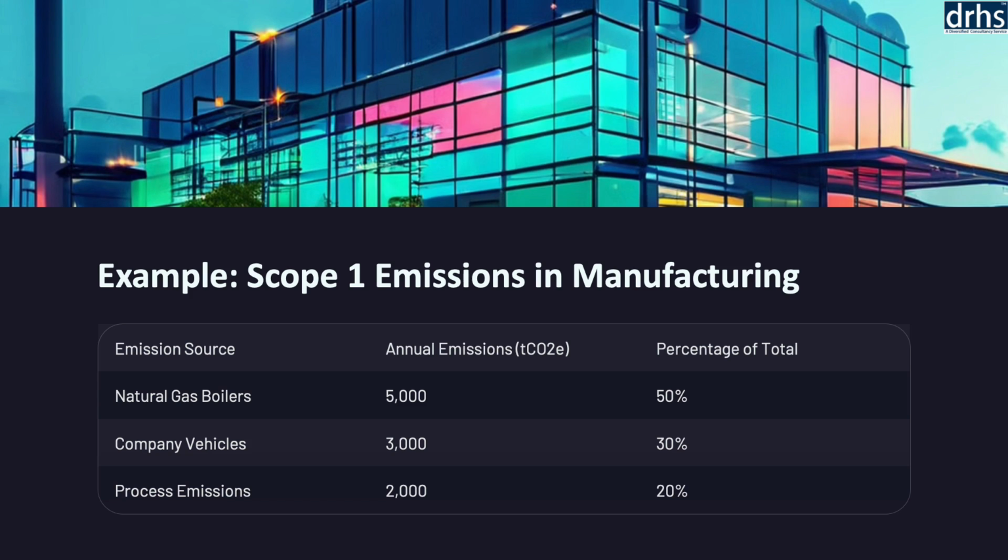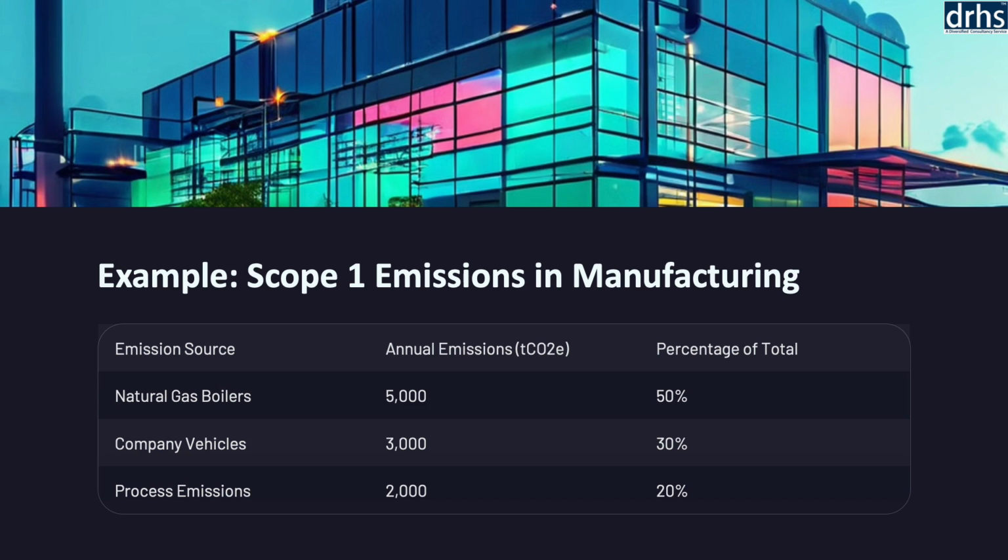The second is company vehicle. The second largest source is emission from the company owned vehicles, contributing 3,000 tons of CO2 or 30% of the total. This represents mobile combustion source. The third is process emission. These accounts for 2,000 tons CO2 emitted or 20% of the total scope 1 emission. Process emission typically comes from chemical or physical process involved in manufacturing separate from energy use.